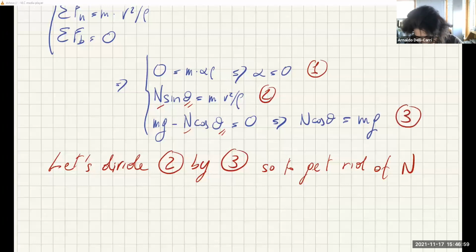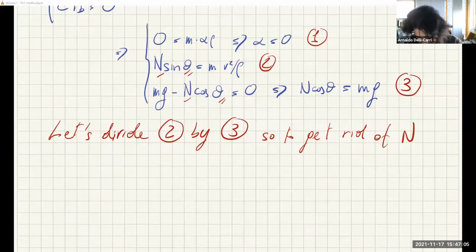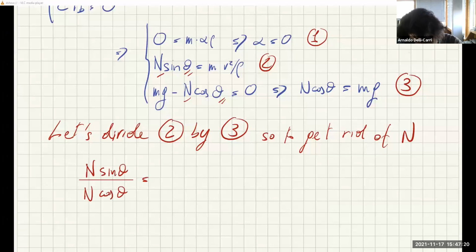So I'll divide the left-hand side of 2 by the left-hand side of 3 and the right-hand side of 2 by the right-hand side of 3. This gives n sine theta divided by n cosine theta. As you can see, n and n go away, equals m v squared divided by m rho. Also m and m go away. So this goes away, and this goes away.